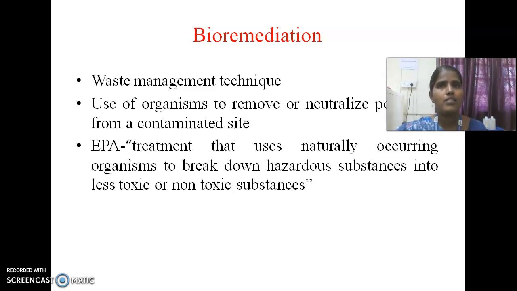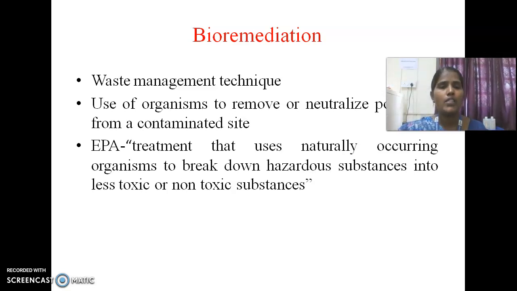What type of living organisms can we use? For example, some microorganisms and some plants have the ability to degrade the contaminant in the environment. The Environmental Protection Agency defines bioremediation as a treatment that uses naturally occurring organisms to break down hazardous substances into less toxic or non-toxic substances.